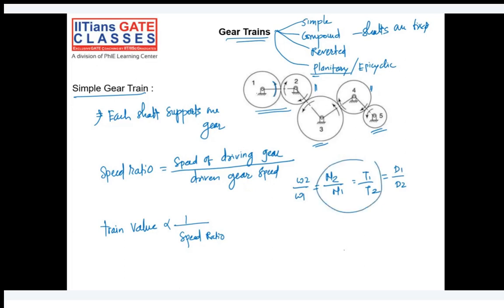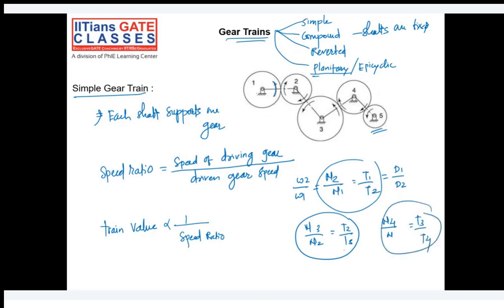If I talk about the second and third gear, can I write N3 by N2 is equal to T2 by T3? Yes, we can write that, correct? That is for the pair 2 and 3. For the 3 and 4 pair, N4 by N3 is equal to T3 by T4. And for the last pair, 4 and 5, N5 by N4 is equal to T4 by T5.